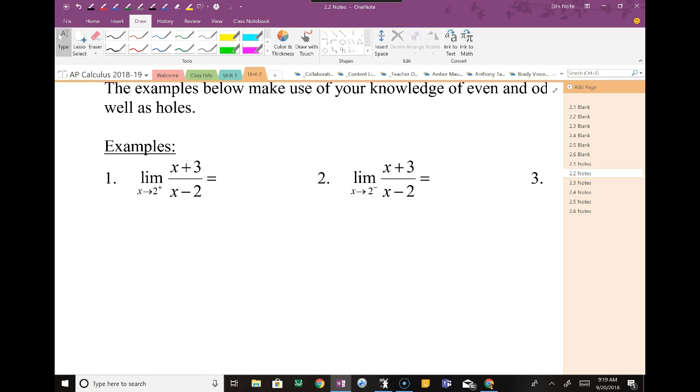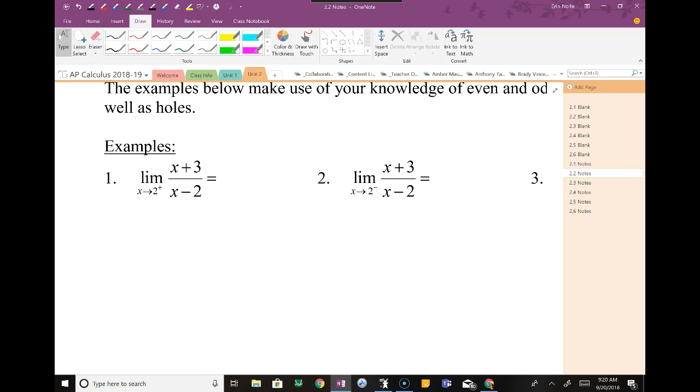Okay, it's odd. So I know that at 2, this function is splitting apart. One side is going up to infinity, the other side is going to negative infinity. So if I look at questions number 1 and number 2, I can tell you one answer is going to be infinity, and the other answer is going to be negative infinity, or vice versa. Now how do I distinguish between them?